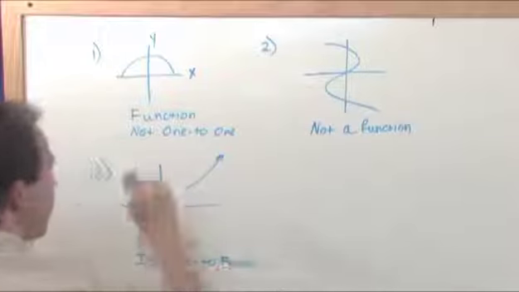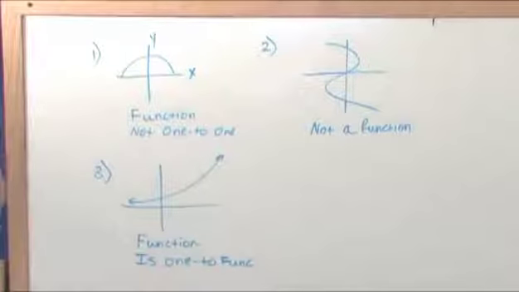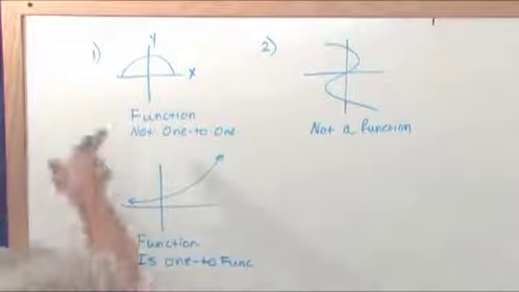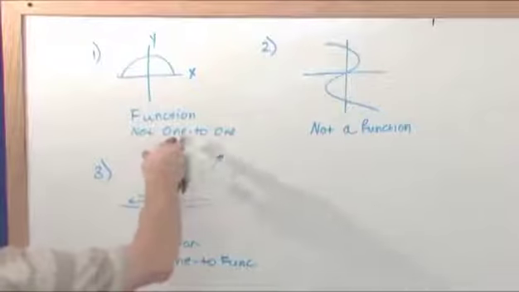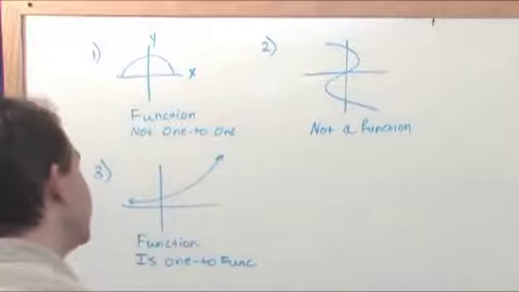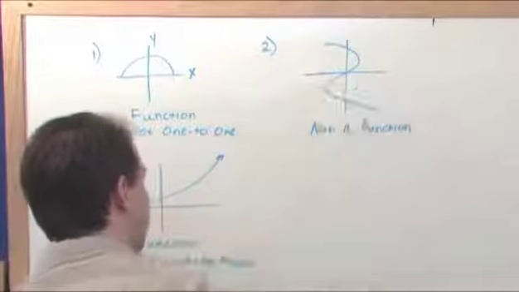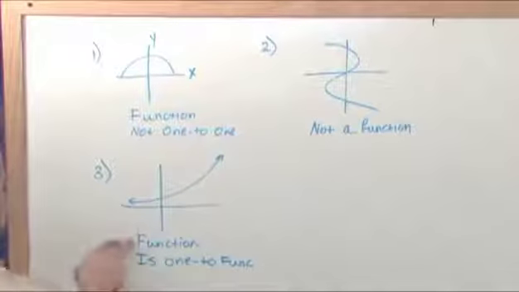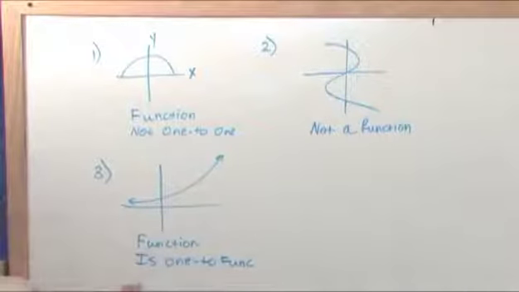So here's a bonus point. Which one of these has an inverse? Well, this one is a function, but it's not one-to-one, so it cannot have an inverse. This one is not a function at all, so it definitely can't have an inverse. This one is the only one that's a function and is also one-to-one, so it does have an inverse.